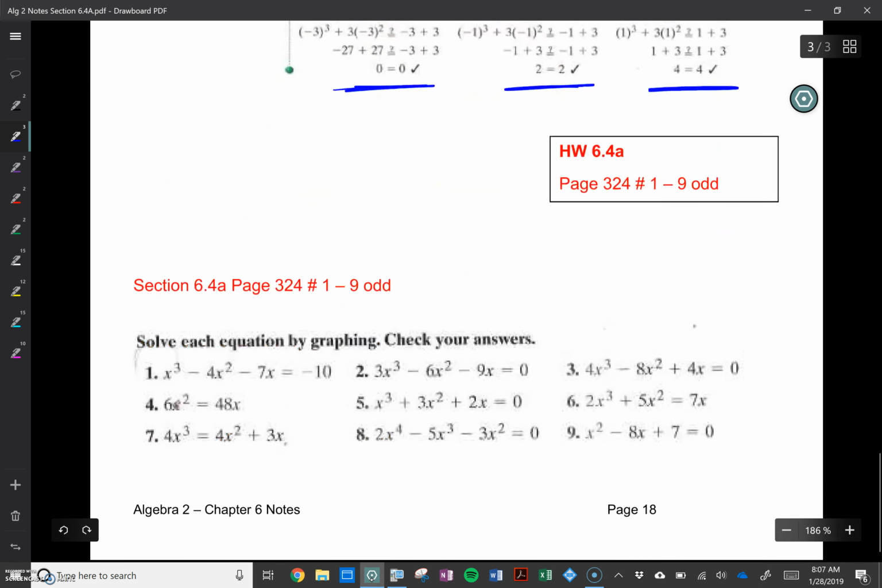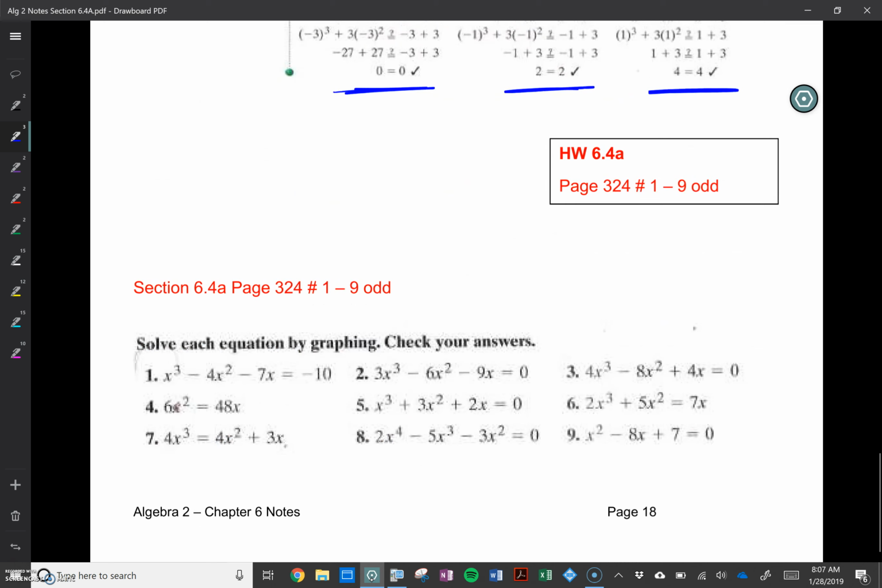That being said, we have a short assignment tonight, 1 through 9 odds, so we're just going to be working about the odds. If you wanted additional practice, you could do the evens, but I think the odds will give you enough practice to work through this.